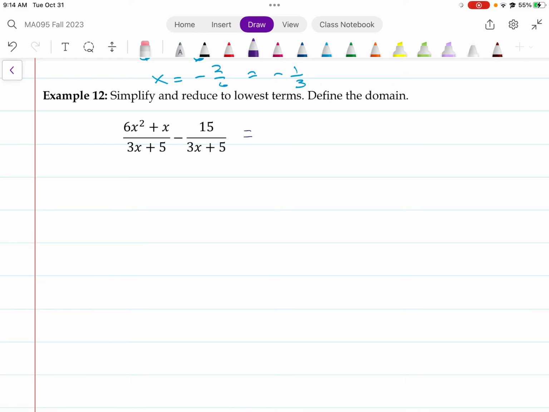All right, so hopefully you gave this a try. Nope, that's a minus. I almost missed it. So minus 15. So 6x squared plus x minus 15 all over the common denominator of 3x plus 5.